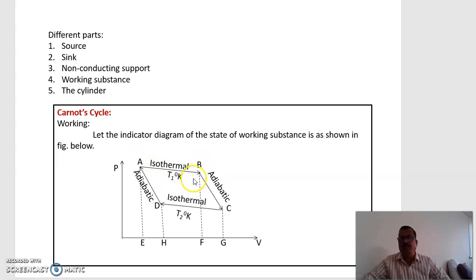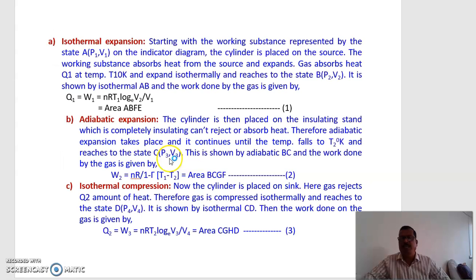This is shown by the isothermal AB, and in this the work done by the gas is given by W1 equal to nRT1 log of P2 by P1. Okay?